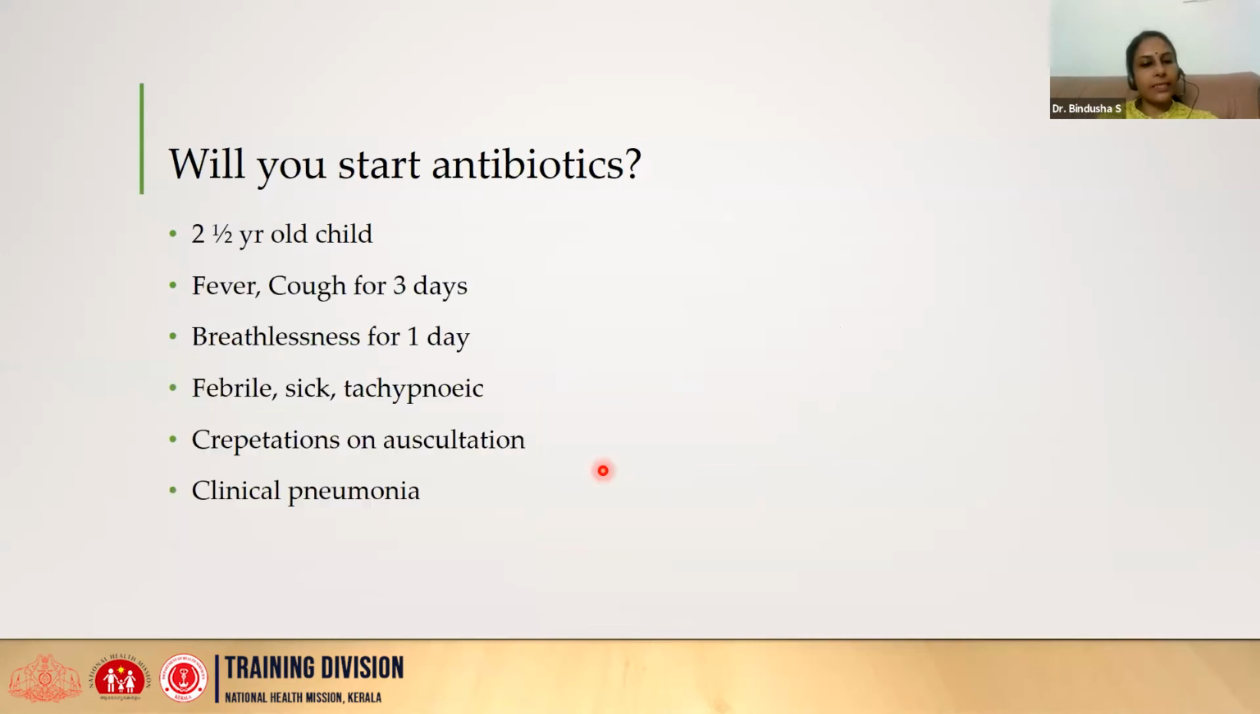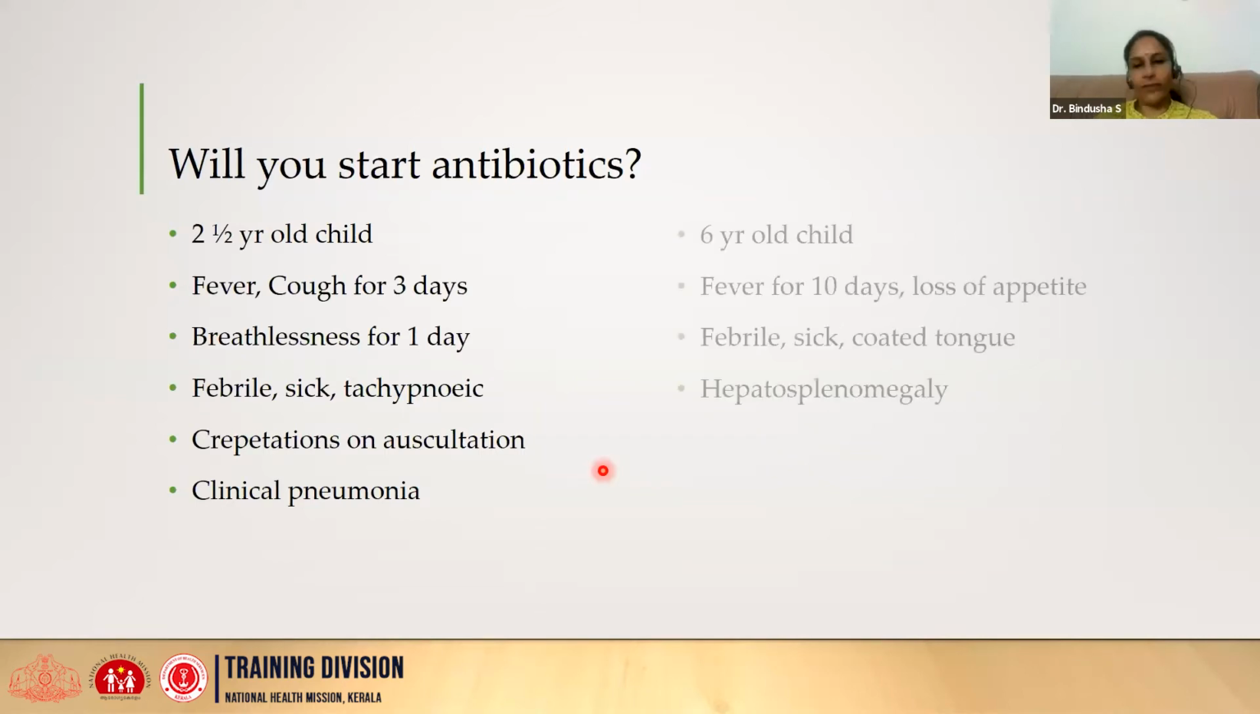And this is another child, a 2.5-year-old child with fever, cough for 3 days, and breathlessness. On examination, the child is febrile, sick, and tachypneic. There are crepitations on auscultation, and we are making a clinical diagnosis of pneumonia. Here also we need to start an antibiotic. Why? Because on clinical examination, there is a high probability of a bacterial infection.